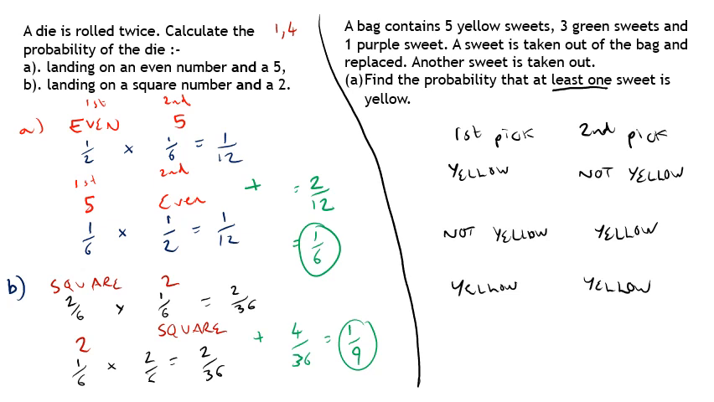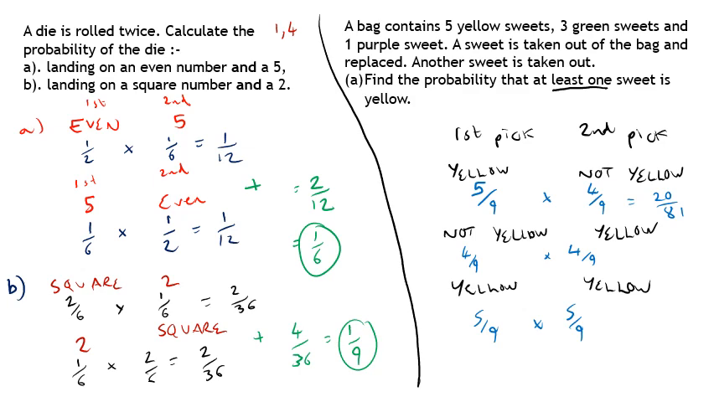So here, the probability of yellow is going to be 5 out of, well, in total there are 9 sweets in the bag. And then not yellow, well, 4 of them are not yellow, so 4 out of 9. Here, it would be 4 out of 9 times 4 out of 9. And then yellow and yellow would be 5 over 9 times 5 over 9. So working these all out, this is 20 over 81.